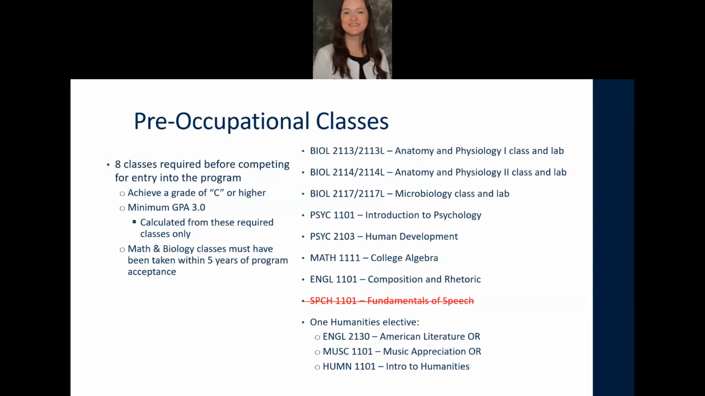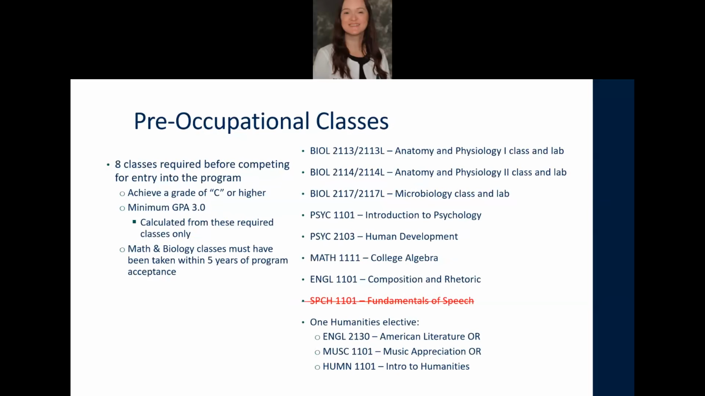There are 8 pre-occupational classes that are listed here. We only calculate your GPA for program entrance based on these classes. And also at this time, the math and biology classes must have been taken within 5 years of your program acceptance. So if you're trying to get into the program in 2027, you have to have taken your biologies and the math, and if anything is prior to 2022, those would be expired. You would have to retake them.